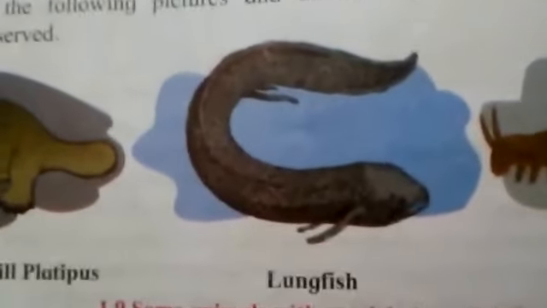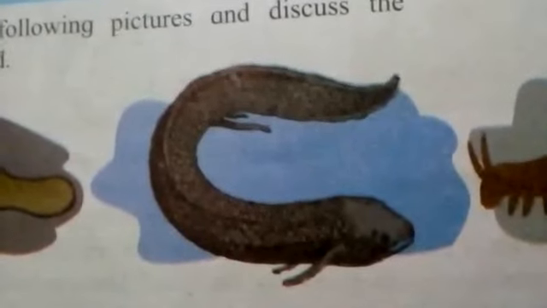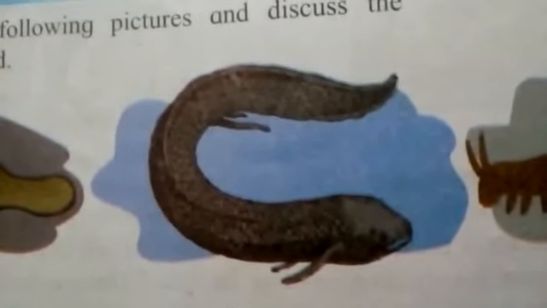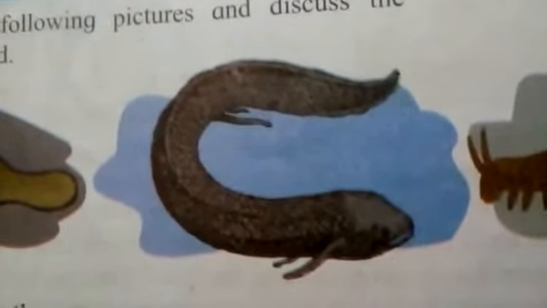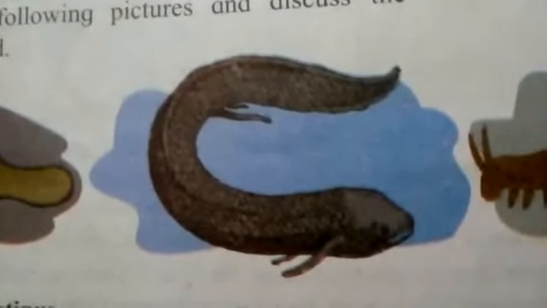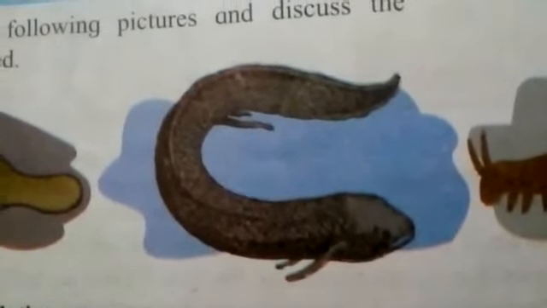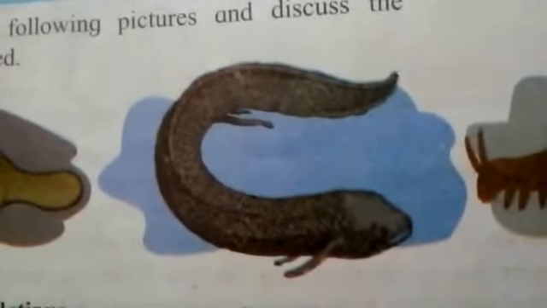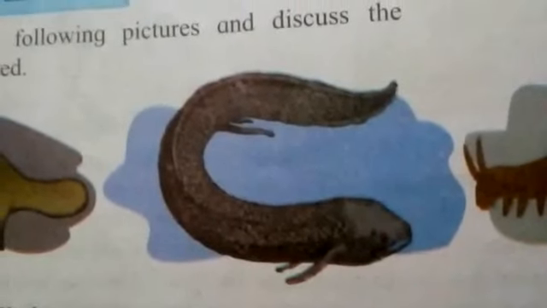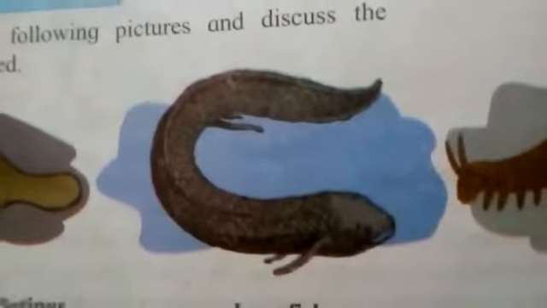Then this is a lungfish. Lungfish performs respiration with lungs despite being a fish. That means fishes use gills to respire, but lungfish uses lungs. This example indicates that mammals evolved from reptiles and amphibians from fishes.